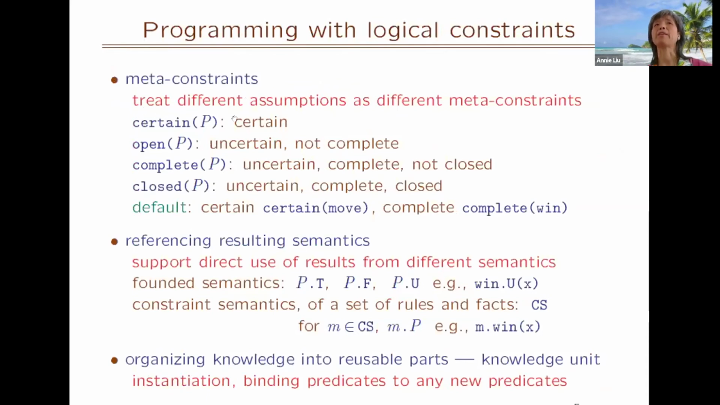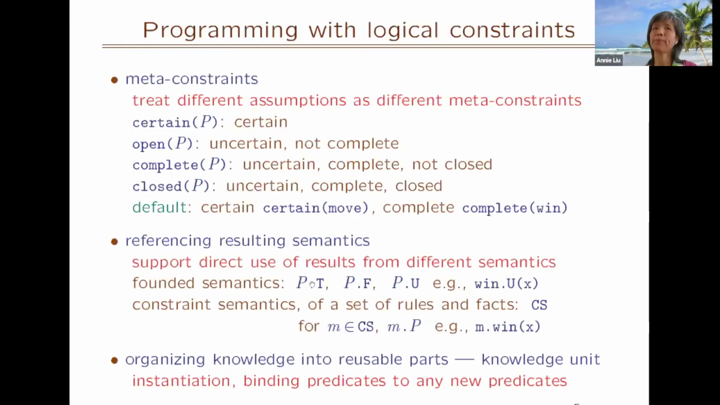And if you have uncertain but not complete, we call that open. And if you have uncertain, complete, but not closed, we just call that complete. And finally, if you have uncertain, complete, and closed, you call it closed. By default, you make it certain if possible, like a move, and that will otherwise make it complete, like a win.